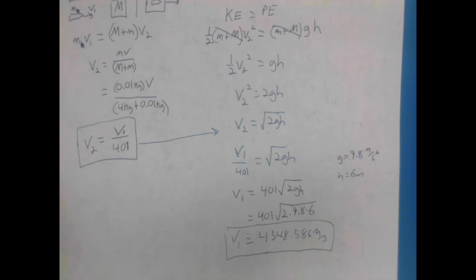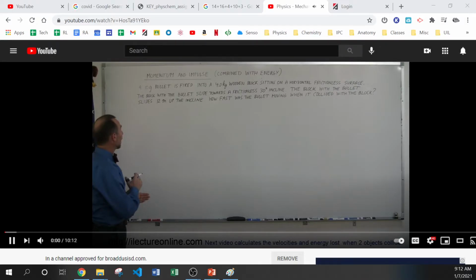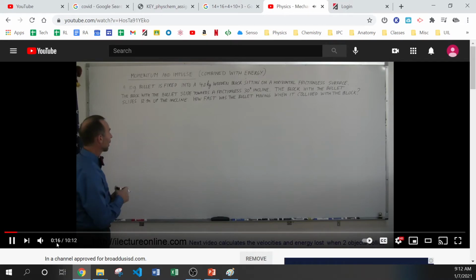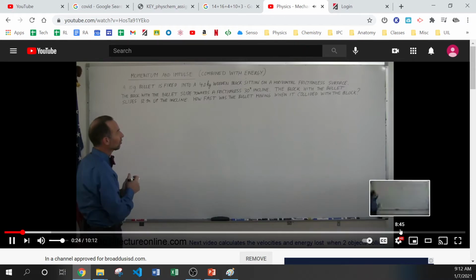I'll post this video. Welcome to iLectureOnline, and as I promised, here's another example of how to deal with momentum and energy in the same problem. So we have a 10-gram bullet, which is fired into a 4-kilogram wooden block sitting on a horizontal frictionless surface. The block with the bullet slides towards, so that would be after the collision, of course, and also assuming that the bullet stays stuck in the block. So the bullet and the block slide towards the frictionless.